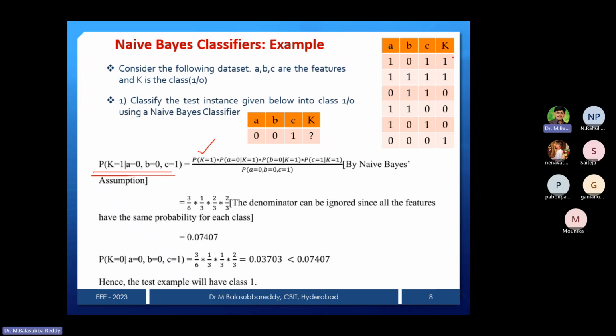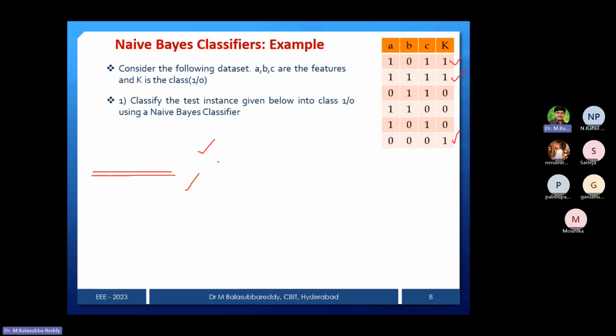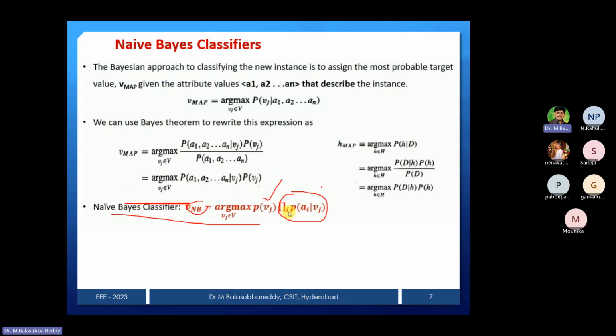Among the given data, K is 1 how many times? 1, 2, 3. So there are 3 cases where K is 1, out of only 6 cases. That means 3 by 6 you can write, and multiply, because as per the formula I mentioned, the Bayes algorithm is the product of this.